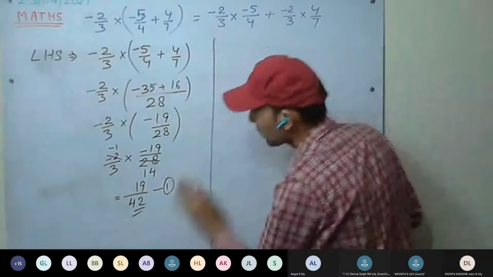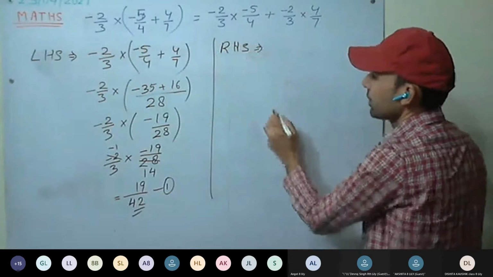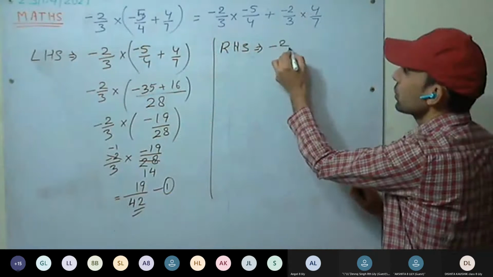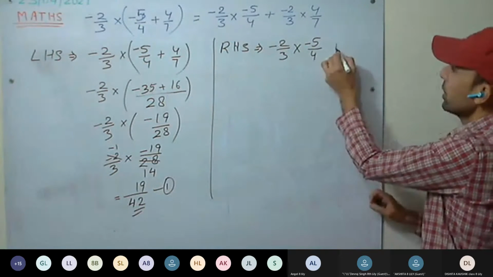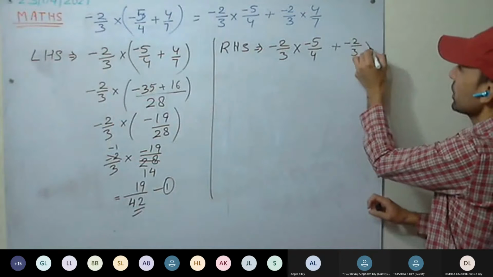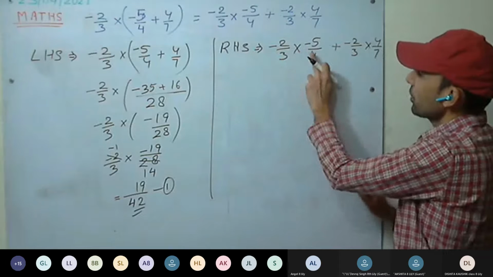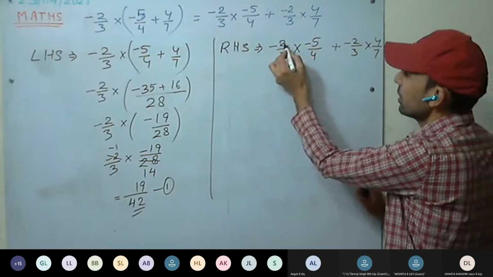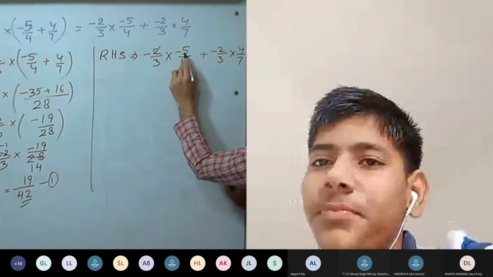Okay. No space there, so I'm using the space here for the right hand side. Right hand side: minus 2 upon 3 into minus 5 upon 4 plus minus 2 upon 3 into 4 upon 7. So any common factor we can cancel? 2, 2. So minus 1 into minus 5.